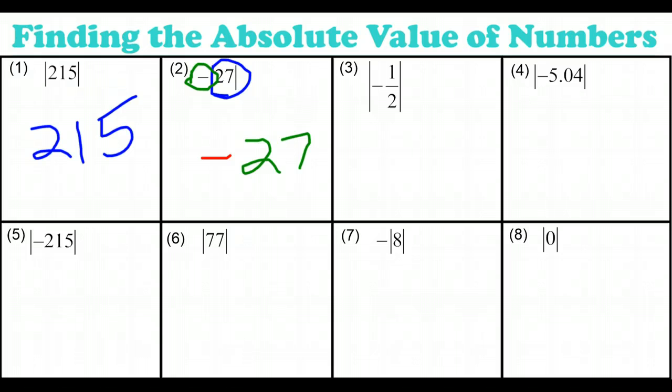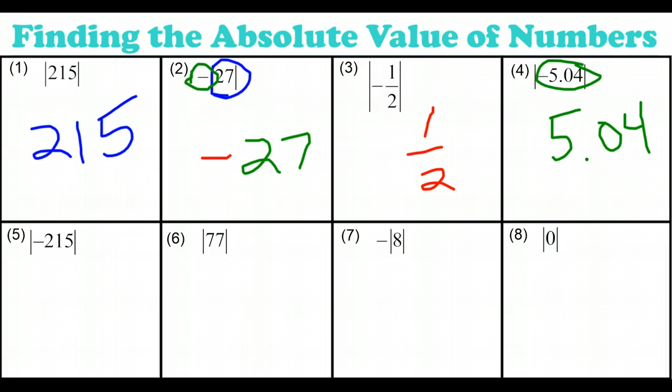For number 3, 1/2 and negative 1/2 are both a distance of 1/2 away from 0 on the number line. For number 4, the negative is inside again, so the absolute value of negative 5 and 4/100 is just 5 and 4/100. That's the distance from 0 on a number line. The absolute value of negative 215 is still a distance of 215 away from 0 on the number line. So we can just write it like that. Notice that negative 215 and 215 do, in fact, have the same absolute value.